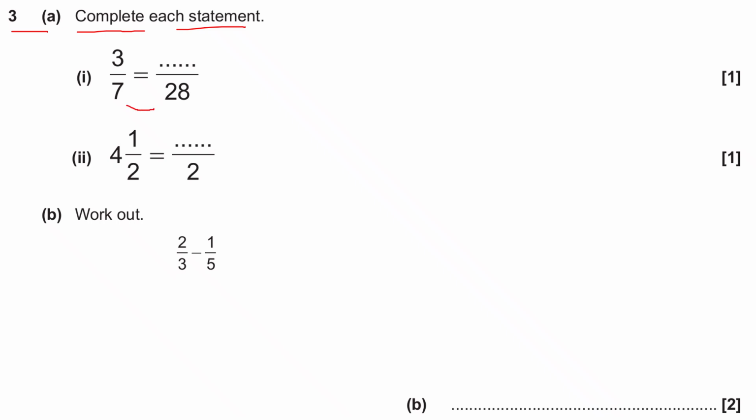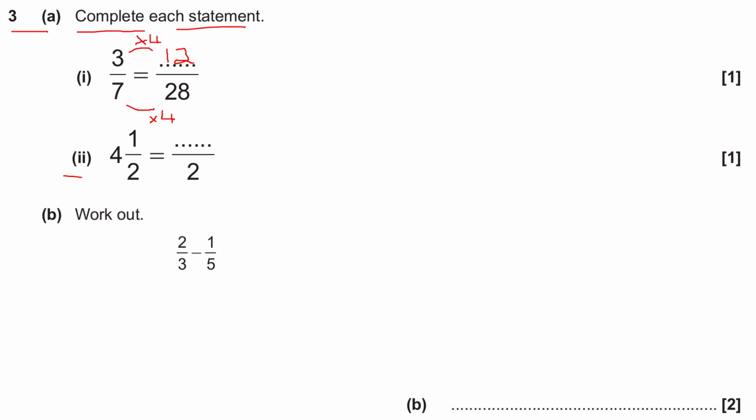Well, to go from 7 to 28, we times it by 4. We're going to do the same on the top. So 3 times 4 is 12. Okay, and these are what we call here equivalent fractions. So they mean precisely the same thing and they represent precisely the same amount.